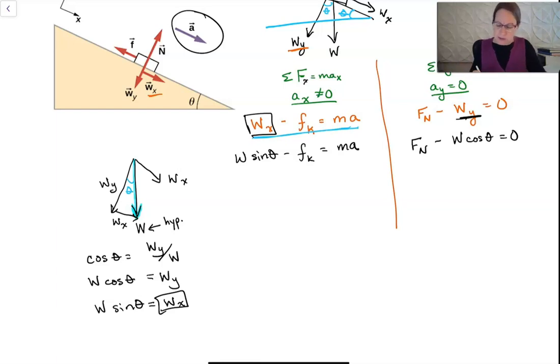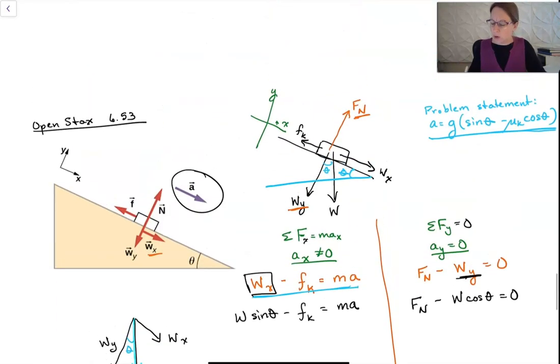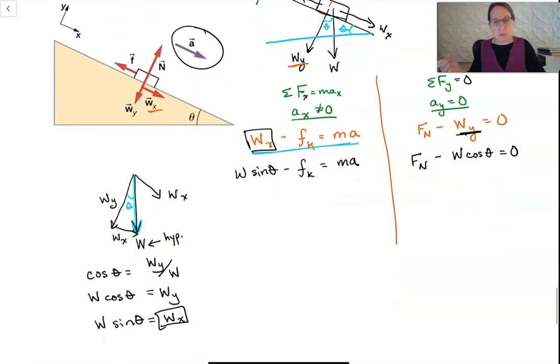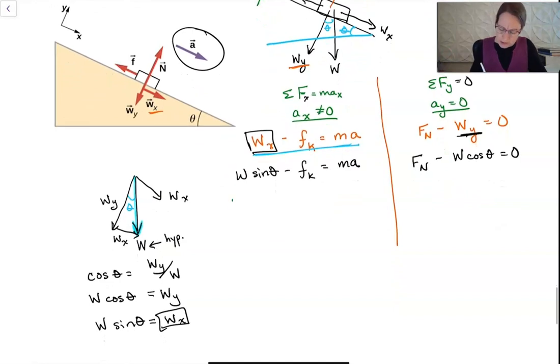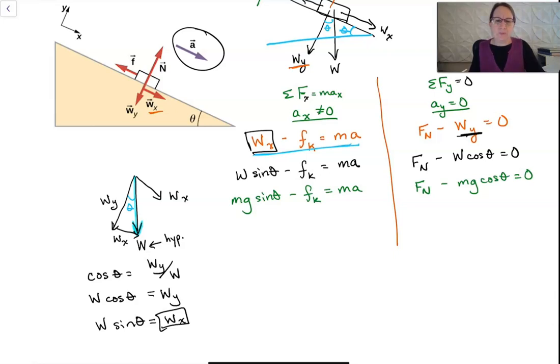If you like at this point, because the expression we're trying to show doesn't have any w's, you can go ahead and put in mg. It's probably a good idea. So we'll say mg sine of theta minus the kinetic friction equals ma. And then we've got the normal force minus mg cosine of theta is equal to 0. We're almost there, actually. We just need our connection between friction and normal force.